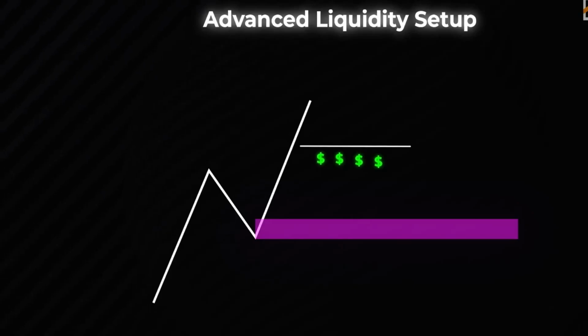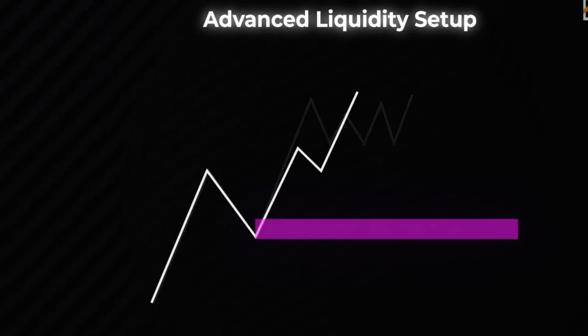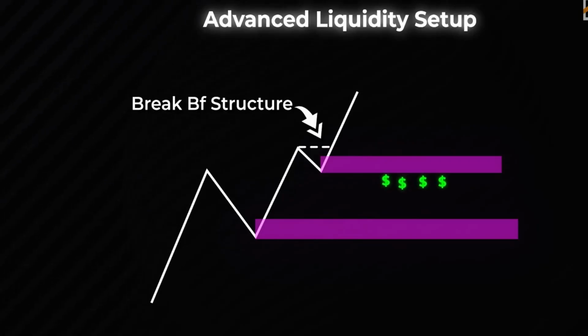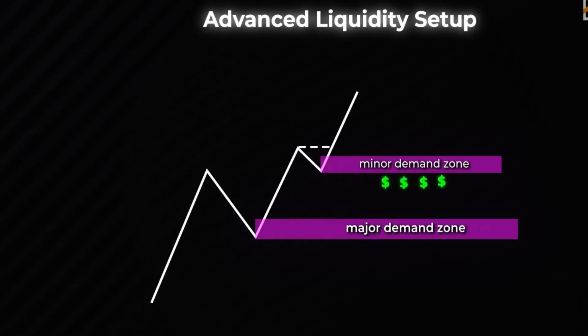Instead of being a typical rejection pattern, like a double bottom or triple bottom, the liquidity is formed by another demand zone, created from a second break of structure. However, this second zone must be a minor demand zone, slightly different from the major zone found below it.